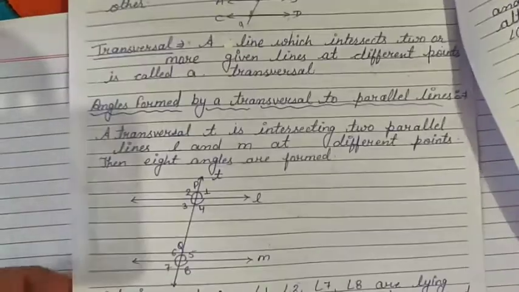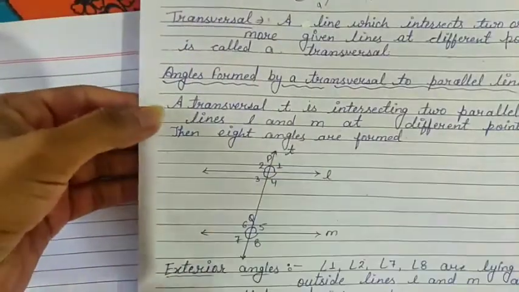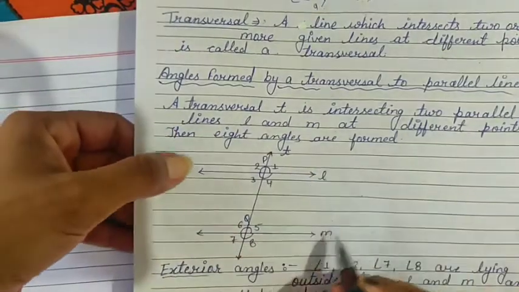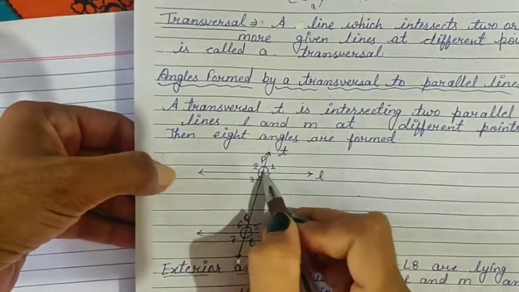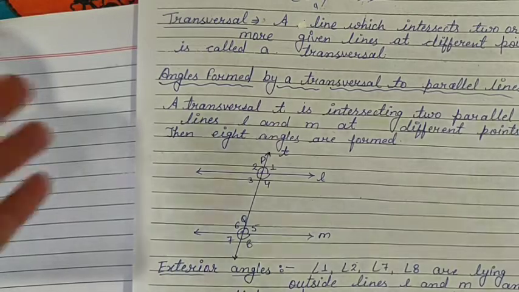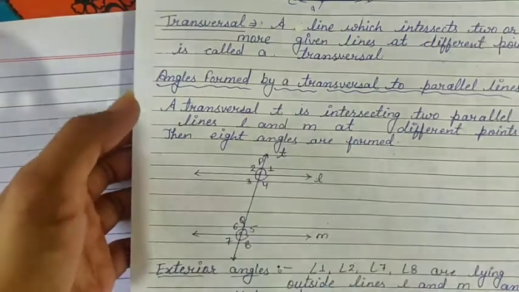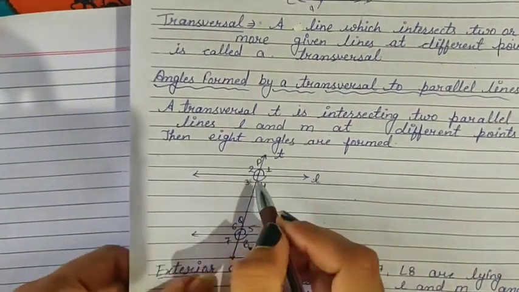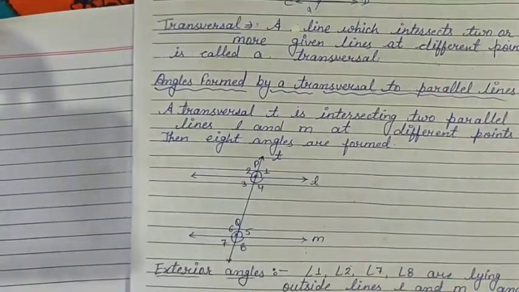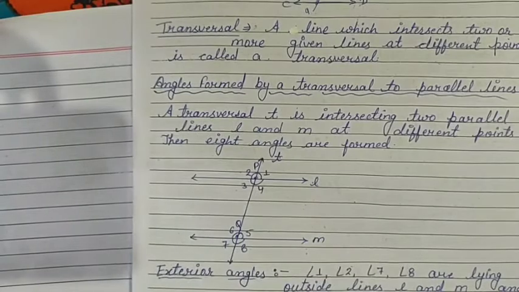Okay students, now angles formed by a transversal to parallel lines. This is a transversal T. A transversal T is intersecting two parallel lines L and M at different points P and Q. Then 8 angles are formed. Students, these are two parallel lines L and M, and this is a transversal T, intersecting the two parallel lines L and M at different points P and Q. Then 8 angles are formed: angle 1, 2, 3, 4, 5, 6, 7 and 8.